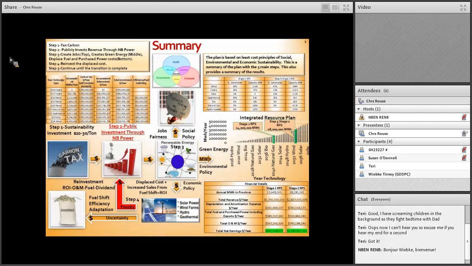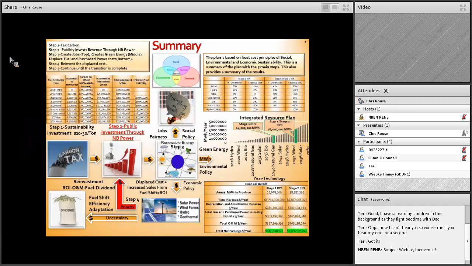So at the bottom, I guess if we look at the top chart on the right-hand side, step 5 is that you continue to invest and reinvest until the transition is complete. And this modeling has two goals, which we'll talk about later. I call them Stage 1 RPS, or Renewable Portfolio Standard, and a Stage 2 Renewable Portfolio Standard.